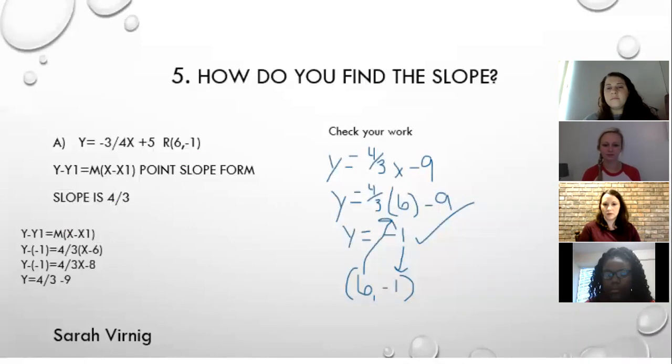And to check your work, all you're going to do is substitute your value for x, which here is 6, into the equation, and we're going to get a negative 1. And as you can see, it says y equals negative 1. We can check it by looking at our point. We have (6, -1), so therefore we know that our slope is correct.